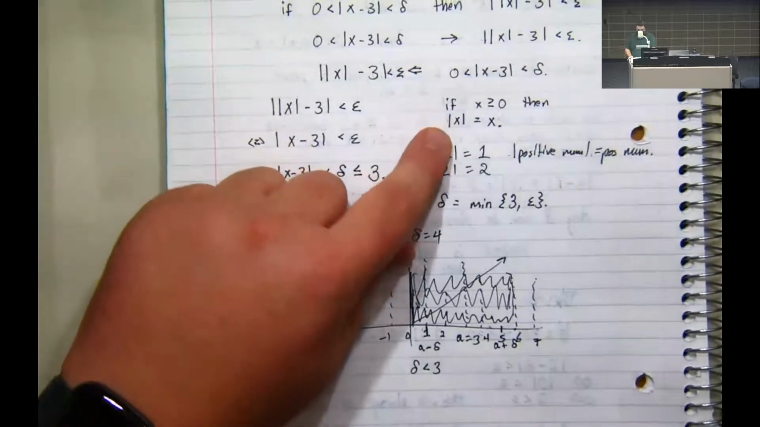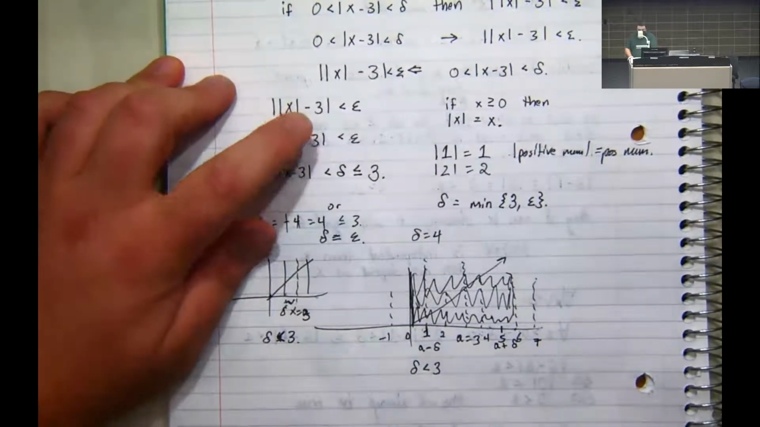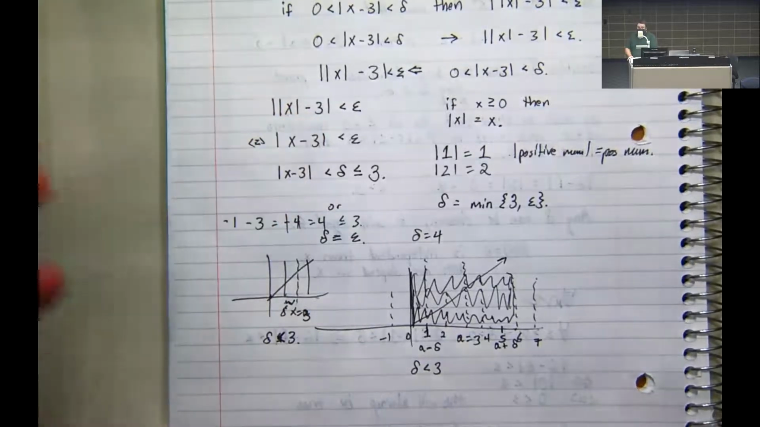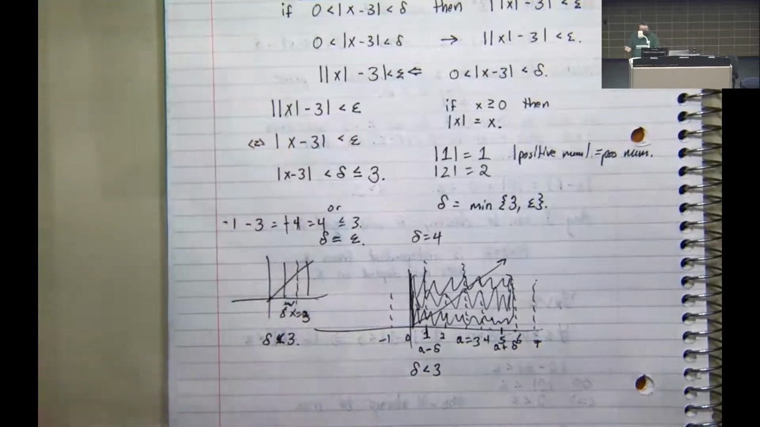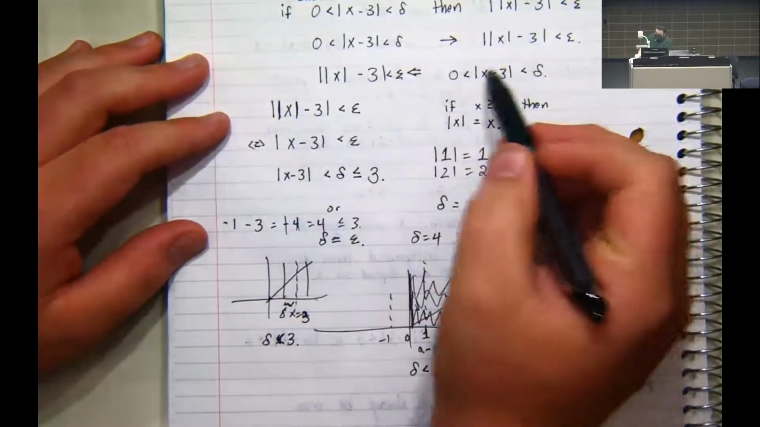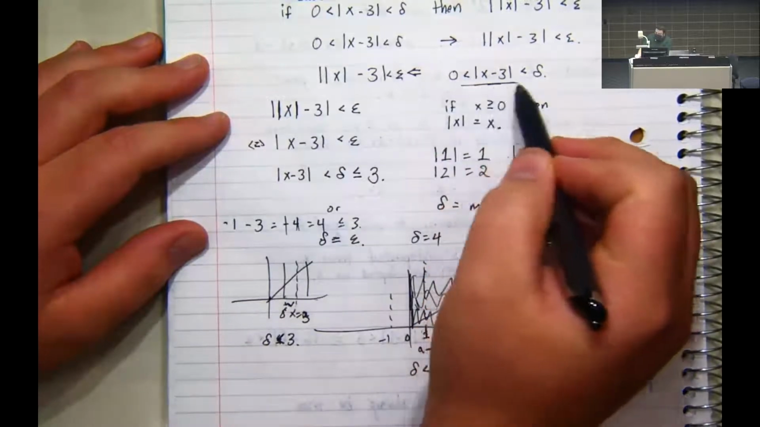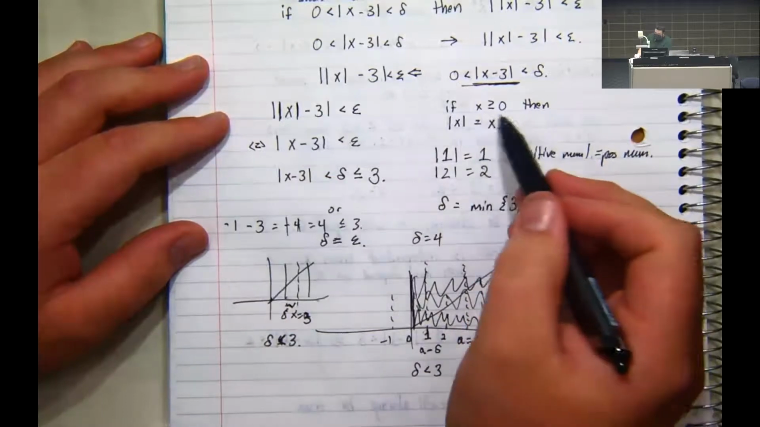Because if we put -4 here, then -3, then it's going to be -7, which isn't going to be less than epsilon. The long story short is we need to get rid of these bars in order to have this on that side. And the only way to get rid of that is if we restrict x to be positive.